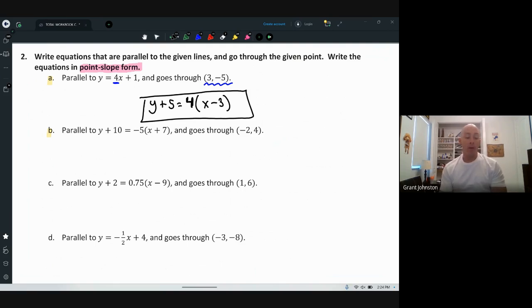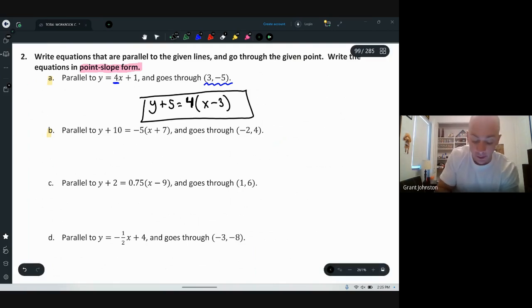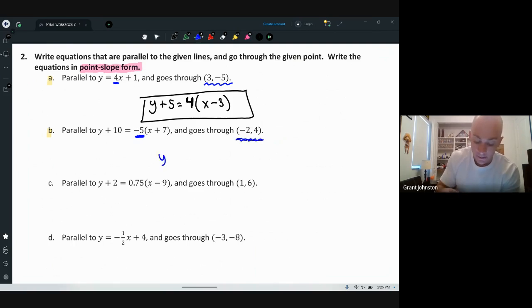B, same thing. So parallel to y plus 10 equals negative 5x plus 7 and goes through the point negative 2 comma 4. So if it's going to be parallel, it just needs to have the same slope. So again, I'm going to identify the slope. Now this equation's in point slope form. So this is the slope I need to use. And this is the point. So I'm going to write y minus 4 equals, my slope is negative 5. I'm going to bold that negative 5. And then x plus 2.